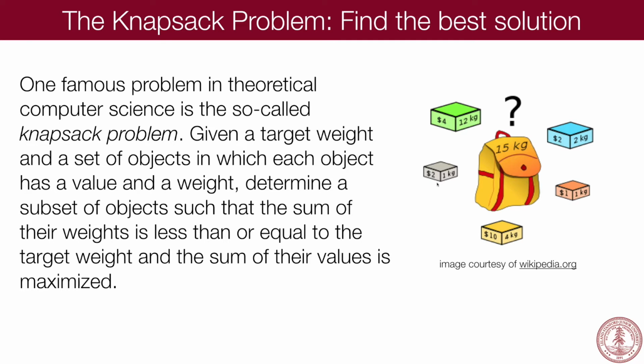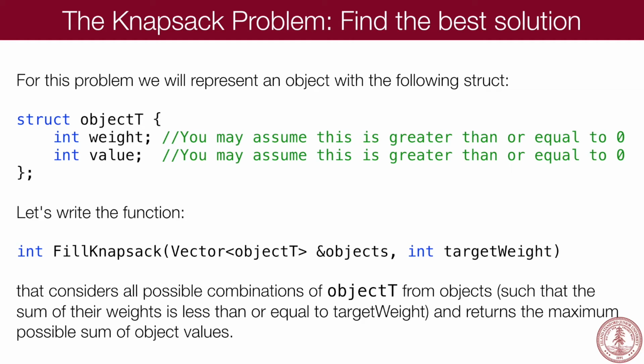Okay, all right, so determine a subset of objects so that the sum of their weights is less than or equal to the target weight, and the sum of their values is maximized. So the sum of the values being maximized is the main part we're worried about. The other part is that we can't put too many things in our knapsack so that the weight is over.